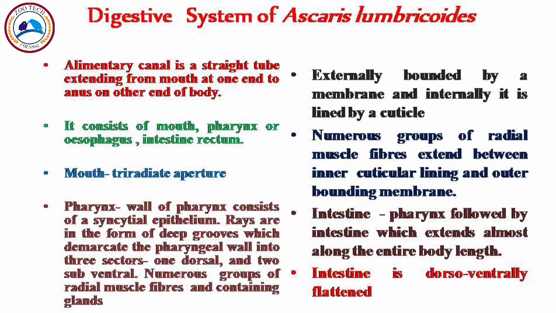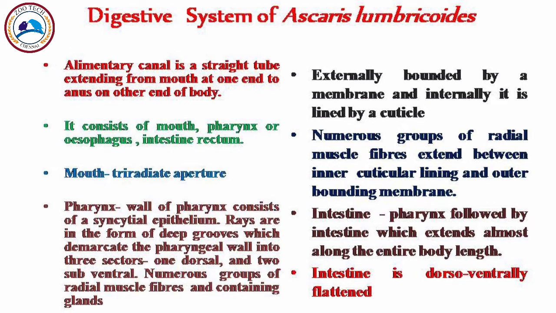The wall of the pharynx consists of a syncytial epithelium, which has multi-nucleated cells, traversed by radial muscle fibers, and it has glands. Externally the pharynx is bounded by a membrane, and internally it is lined by the cuticle, which is a continuation of the body wall cuticle.